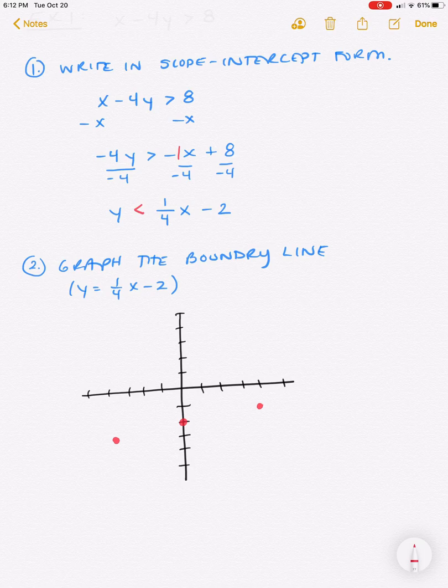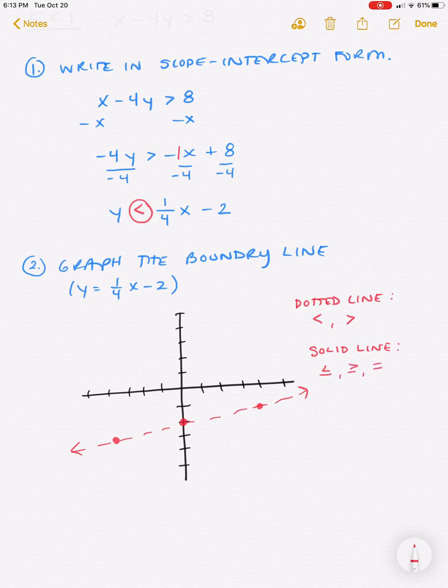Now, my inequality, again, is a less than, so we are going to use a dotted line if we have less than or greater than. And so I'm going to make a dashed line right here. Just as a reminder, we're going to use a solid line when I have less than or equal to, greater than or equal to, and of course equal to, which is why we're used to graphing solid lines.